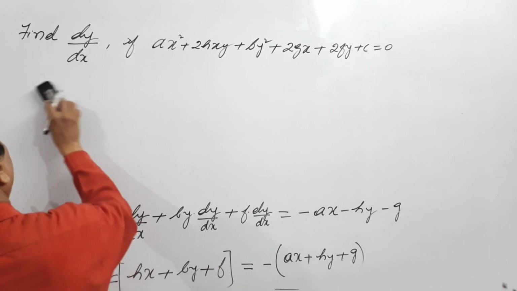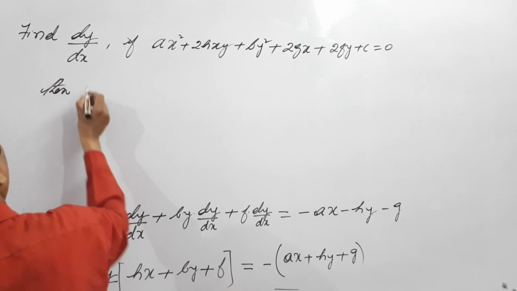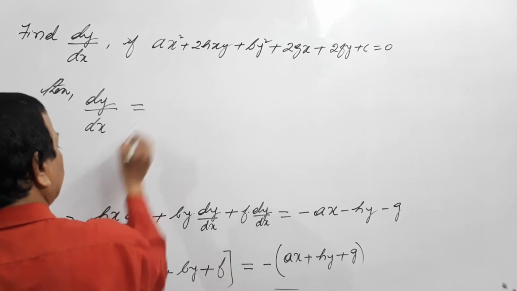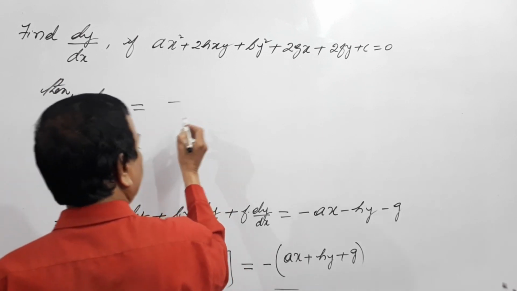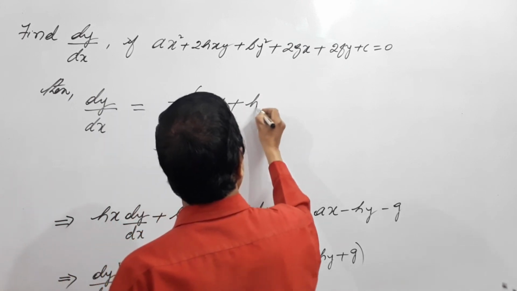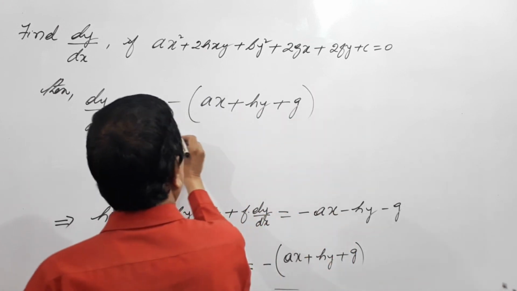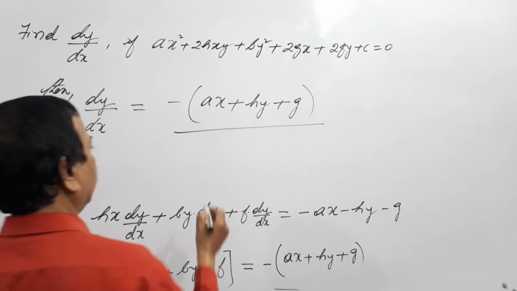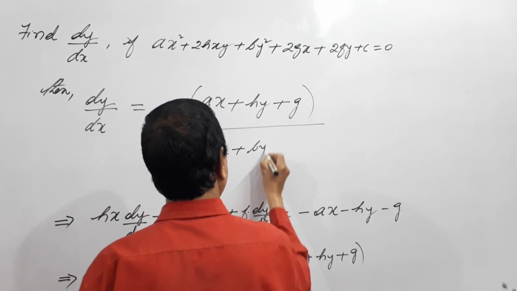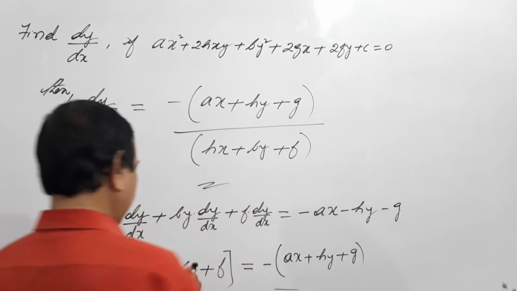Then dy by dx equals to, we have minus ax plus hy plus g divided by hx plus by plus f. This is the required answer.